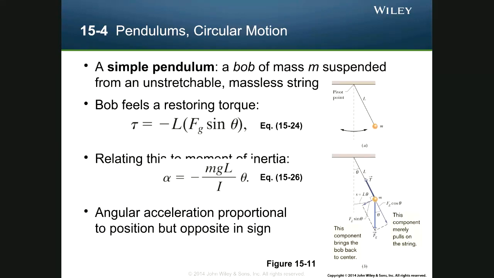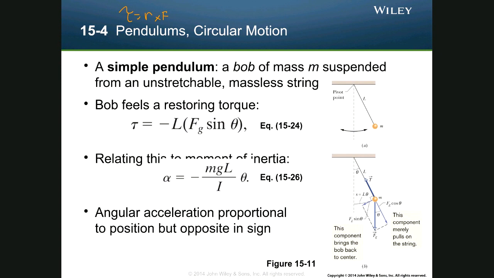And we'll continue. If we look at a simple pendulum, it consists of a mass, or a bob as it's often called, suspended from an unstretchable massless string. The bob feels a restoring torque. It's still undergoing angular motion, similar to the torsion pendulum, but a little different. The restoring torque will be equal to minus L times Fg sine theta. You'll recall, we're not inventing anything here, that's r cross F. But it's restoring, and that's where the minus sign comes from.